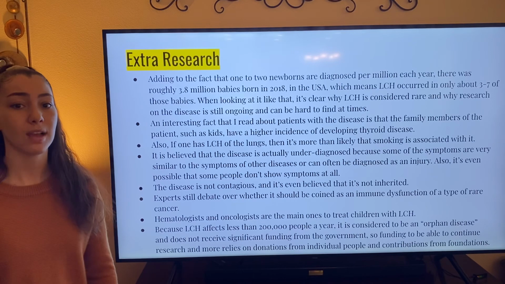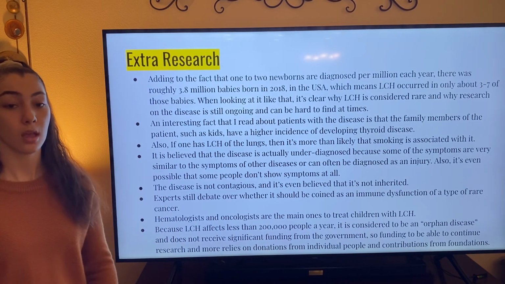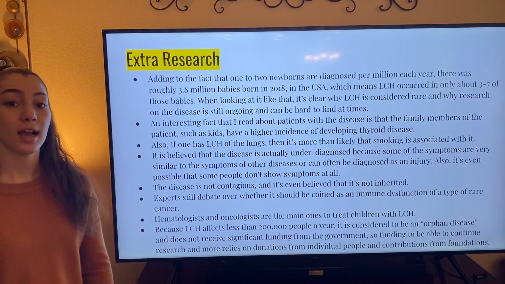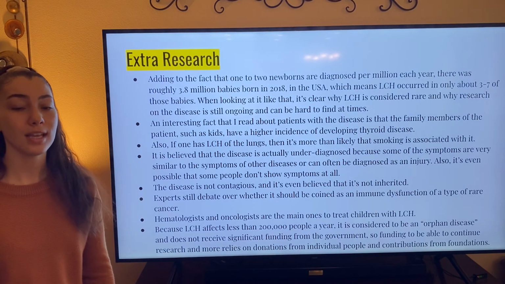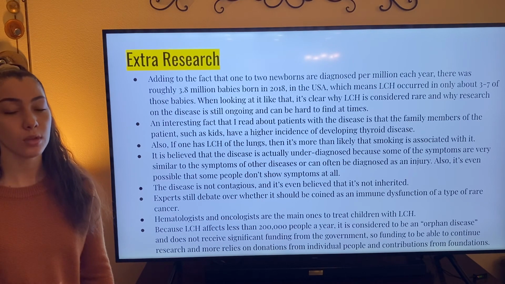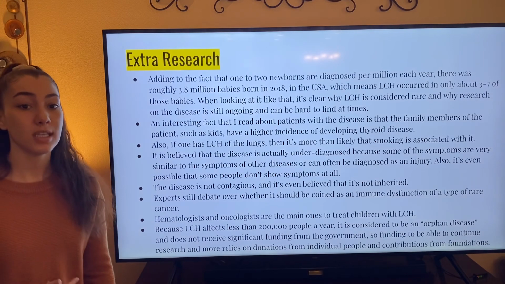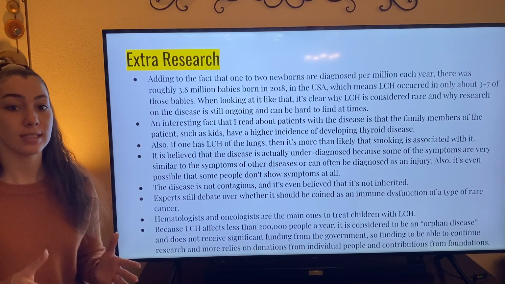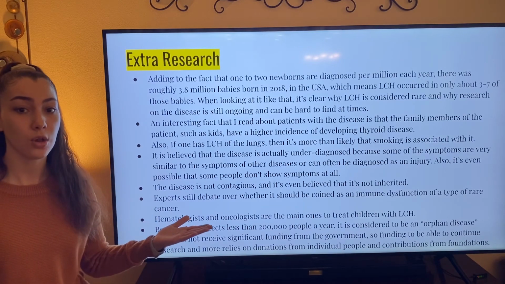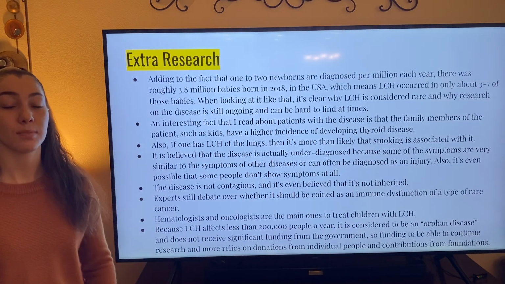Now, an interesting fact that I read about patients with the disease is that the family members of the patients, such as kids, have a higher incidence of developing thyroid disease. Also, if one has LCH of the lungs, then it's more than likely that smoking is associated with it. It is believed that the disease is actually underdiagnosed because some of the symptoms are very similar to the symptoms of other diseases, or they can often be diagnosed as an injury. Also, it's even possible that some people don't show symptoms at all.